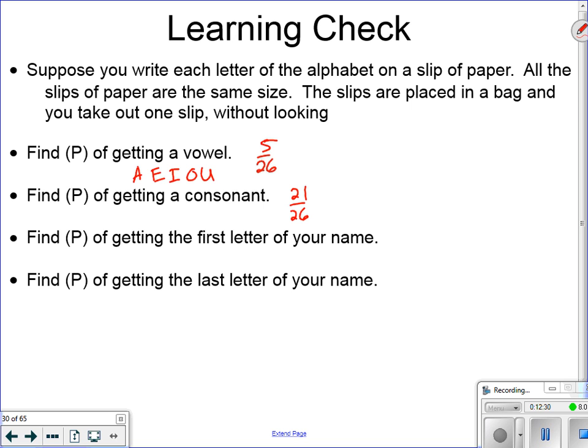The next one, find the probability of getting the first letter of your name. Well, you only have one first letter in your name. So that would be 1 out of 26, the probability of reaching in there and grabbing that letter. The next one, finding the probability of getting the last letter of your name. Well, again, you only have one last letter in your name. So that probability would also be 1 out of 26.